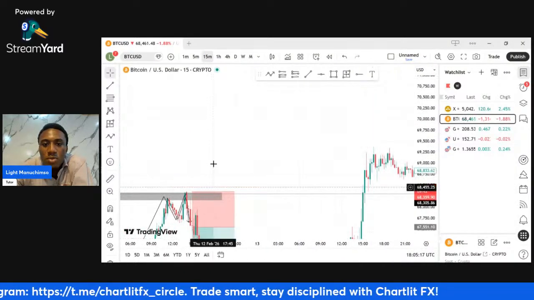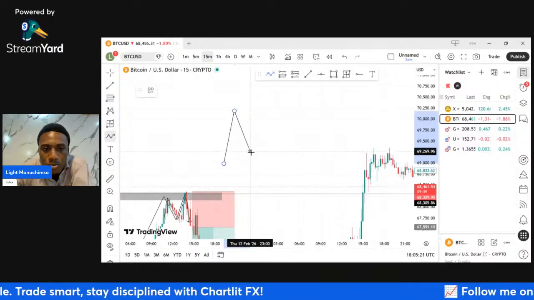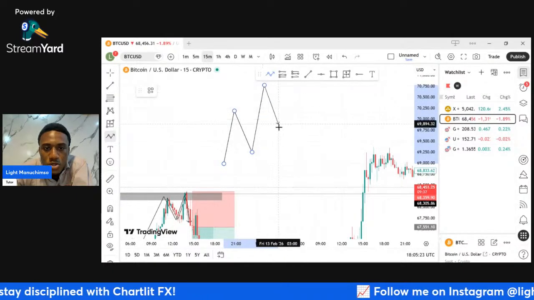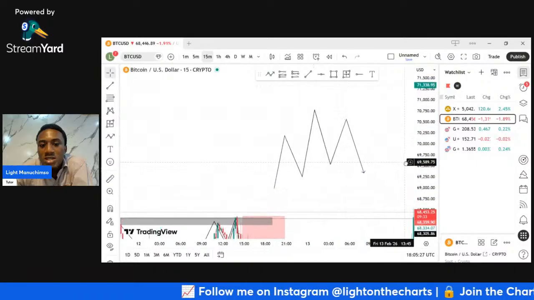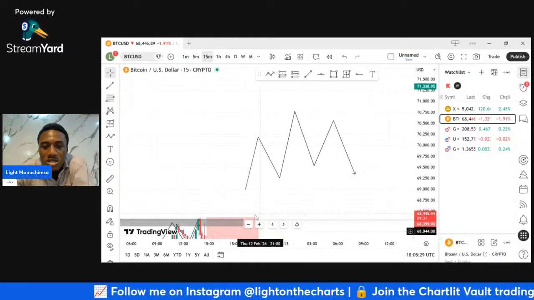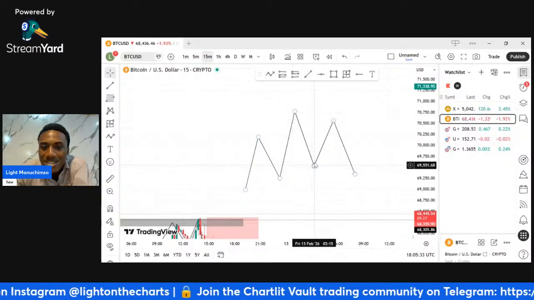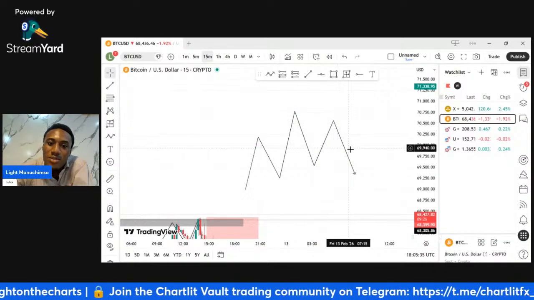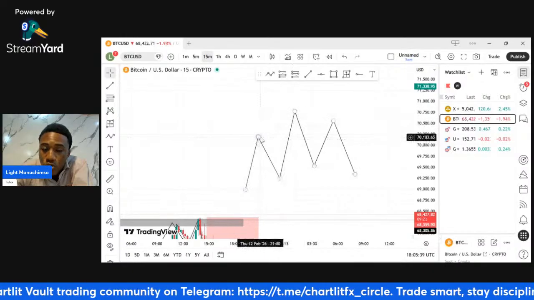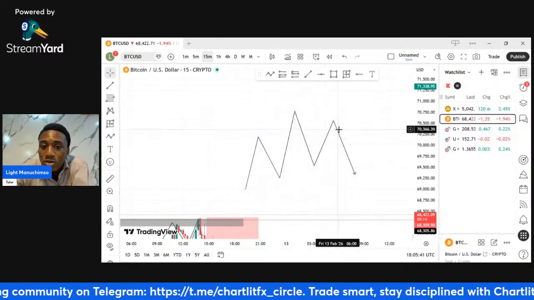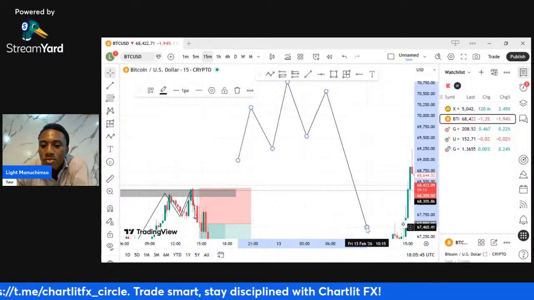So the head and shoulders pattern, let me stay in draw mode. It's like this: it pushes up, gives you the head, then drops. Now what is this signaling? This is the first shoulder, this is the head, and this is the second shoulder. It's signaling a drop in price at the key level.